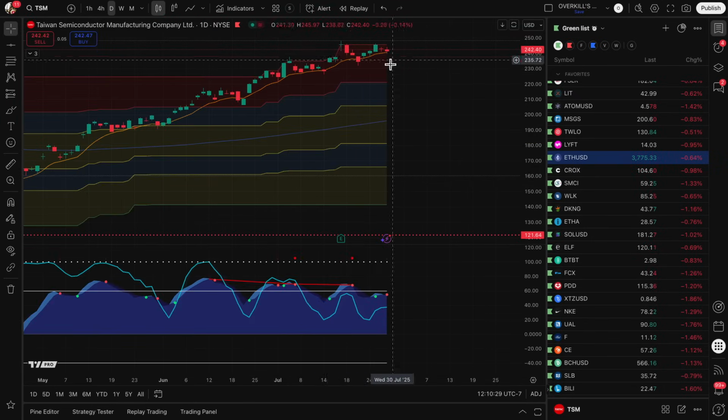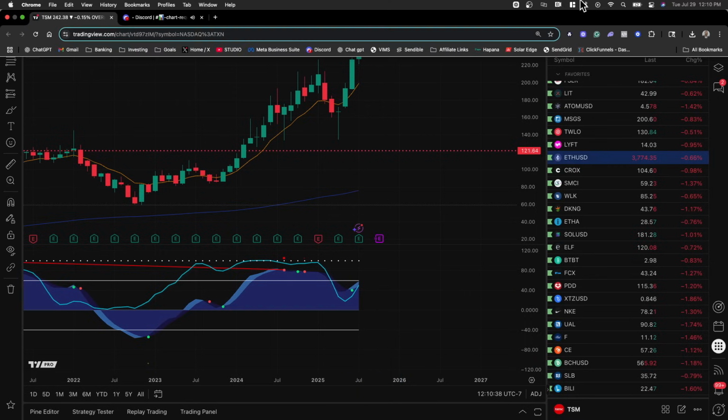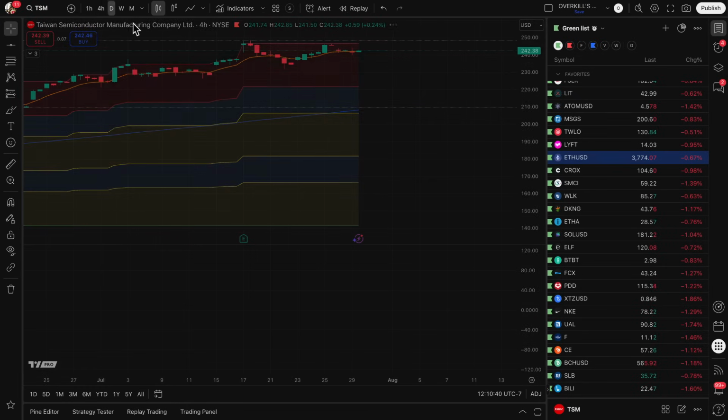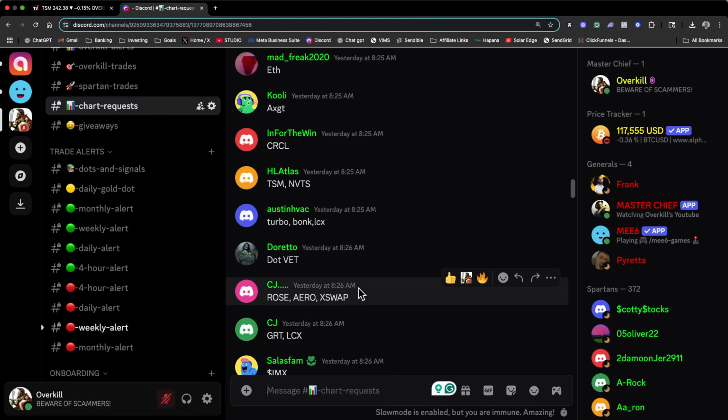We got TSM, Taiwan Semi. This one's up in the red zone, so we'd be trimming some here. And I'd probably use sell strategy number 2 to sell this one when that gets back up there to the white dotted line. That could happen probably August or September, I would imagine, but we're in the red zone. I would be taking some profits up here at around 240.